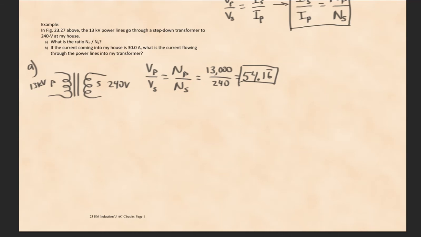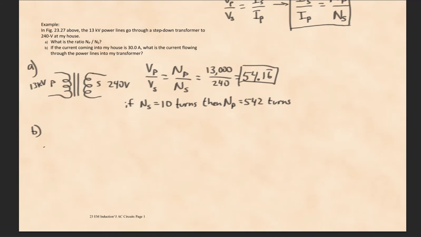So that's the ratio of the number of turns on the primary side to the number of turns on the secondary side. So if I were to build this transformer, I would want to put 54 turns roughly on the primary side for every turn I put on the secondary side. If, for example, the number of turns on the secondary side of my transformer is 10, then the number of turns on the primary side will be 542.